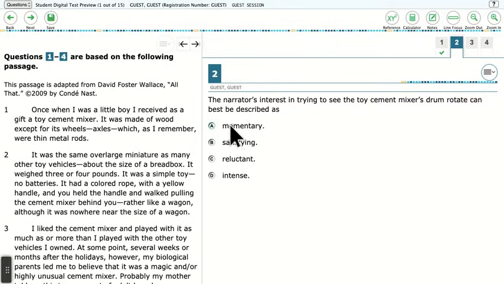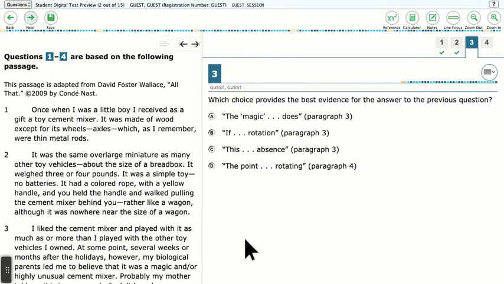So question 2, the narrator's interest in trying to see the toy cement mixer's drum rotate can be best described as momentary, satisfying, reluctant, or intense. The correct answer here is going to be intense, because it's something that he does all the time. He spends so much of his free time trying to figure out how the cement drum works, right? That these other options don't necessarily make sense there. Now I'm going to hit the next button and go to 3.